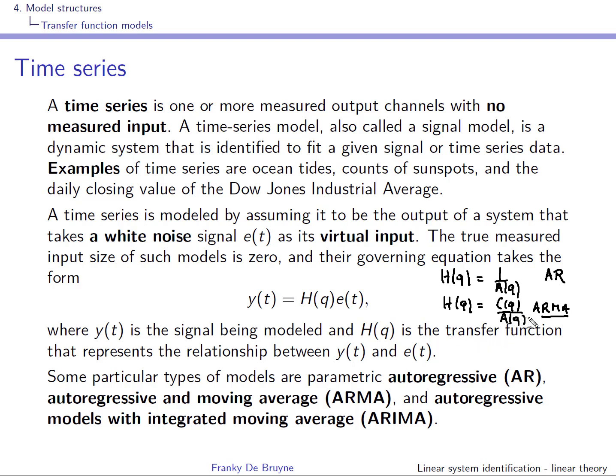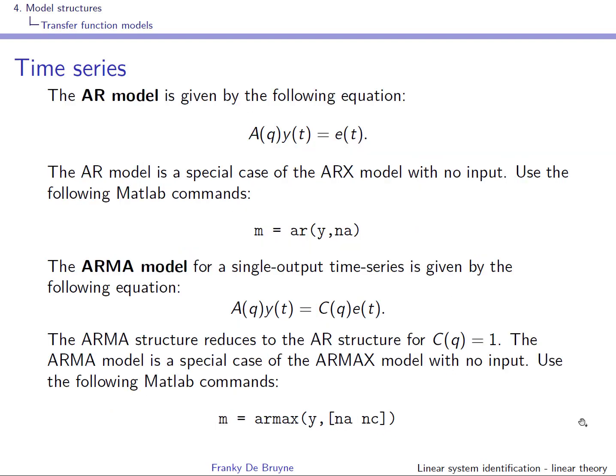If there is an integrator in the system, then we speak of an ARIMA model. So as mentioned before, H(q) is 1 over A(q), and the underlying relation is this one. And if you want to identify such a model structure based on data, there is a special command, ar. You can do the same for the ARMA model.